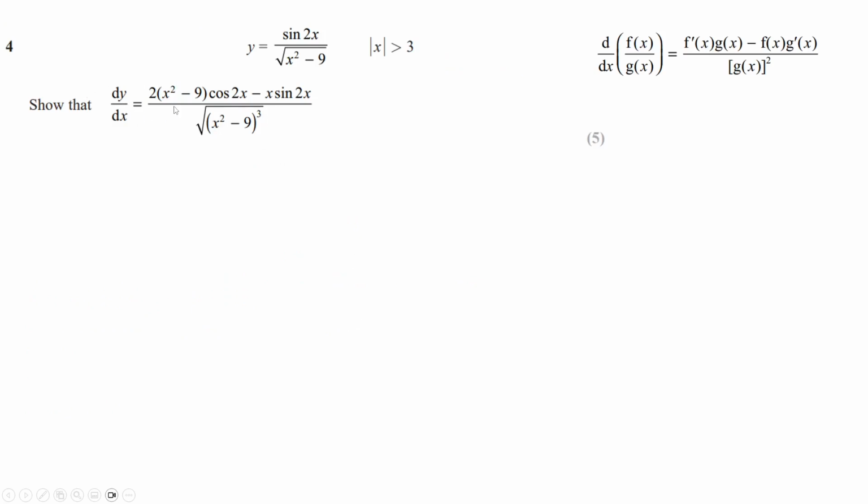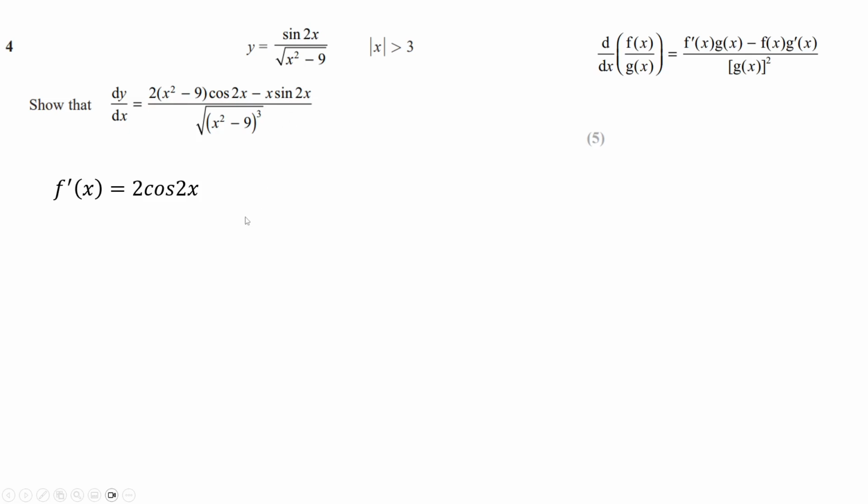Okay, show that dy by dx equals this. We'll call this top one here f of x, and we'll call the bottom part here g of x. And this is the quotient rule that you get given in the formula booklet. So we'll say f of x equals sine of 2x, and then we'll differentiate that. So we want f prime of x, which is going to be 2 cosine 2x, because you differentiate the outside, leave the inside the same, and then differentiate the inside, leave the outside the same to get this.